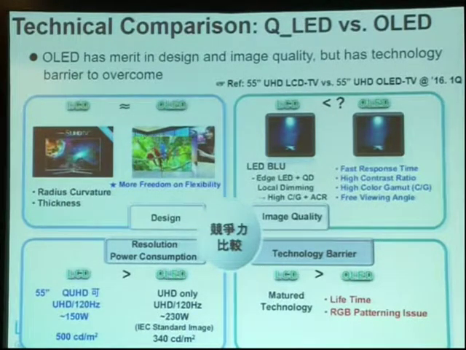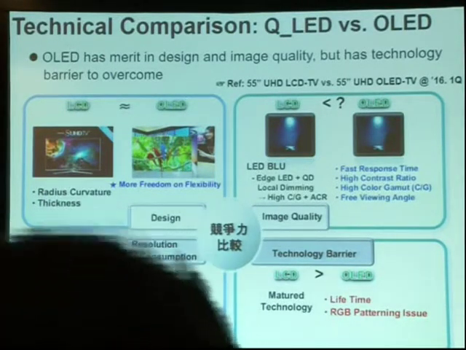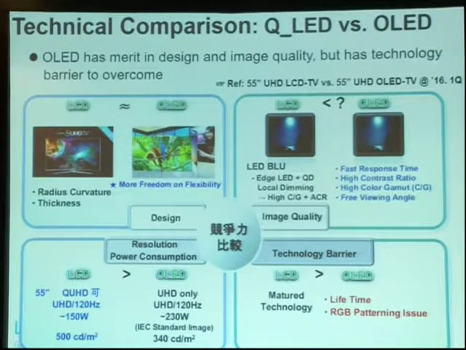So, the LCD is already matured. In the case of the OLED, there are the lifetime of the blue material and also RGB patterning issues. So nobody uses a mobile smartphone for more than 2 years. In the case of the TV, the life of the TV is maybe more than 10 years. So nobody knows about the lifetime of the OLED TV.